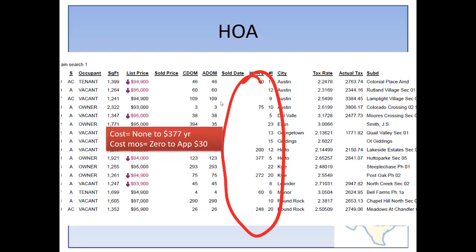Homeowners Association, self-explanatory, but take a look at these. Take a look at these homeowners associations and the costs.